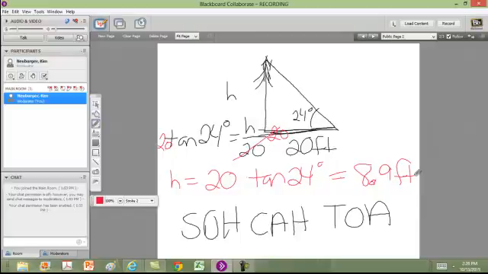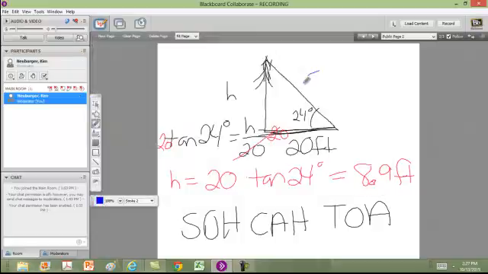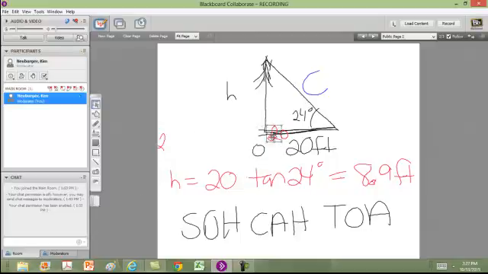What if you also wanted to know, well, if you needed some kind of a string to hold it up in the wind, and you wanted to tie that string to the top of the tree up here, and affix it to the base of the tree way down here. How long would this string need to be here? Well, let's give that string a letter. Let's call it C. Now, instead of doing tangent, we're going to need to do something else. We're no longer solving for H anymore. We're now solving for C.